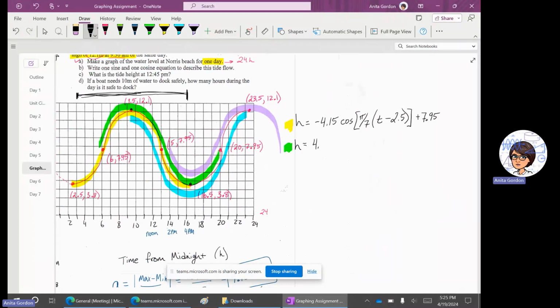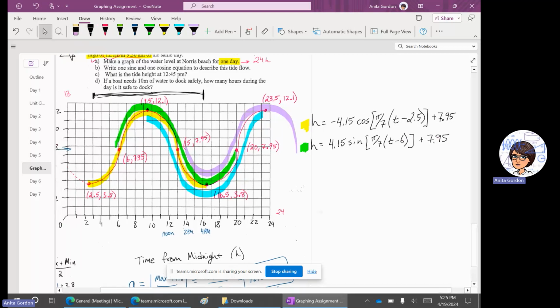So this is going to be a positive 4.15 sine(pi/7 (t minus, where does the green wave start? The green wave starts at 6 hours. Oopsie. I could work on my handwriting here. There we go.)) plus 7.95. Now you can even write the equation for the purple and the blue if you wanted to, but it's only asking us for one equation of each, so that's sufficient.